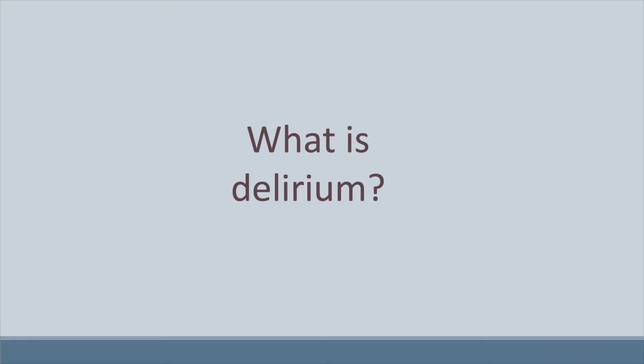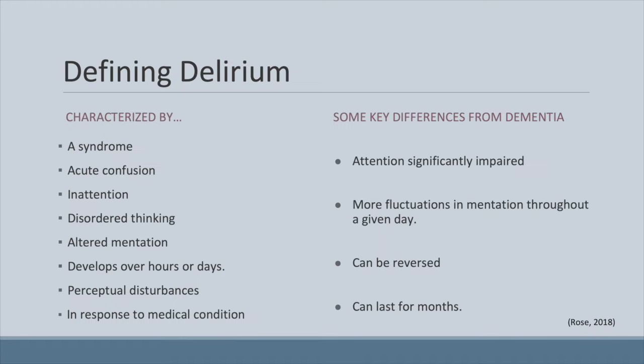I'd like to start out the presentation by first defining delirium, and start out by saying that it's a syndrome. So basically that means it's a group of symptoms, and some of the characteristics of it are acute confusion. That's different from dementia in that dementia is a chronic confusion. Delirium is characterized by inattention, disordered thinking, altered mentation, and it tends to develop over hours or days in comparison to dementia, which would be months to years.